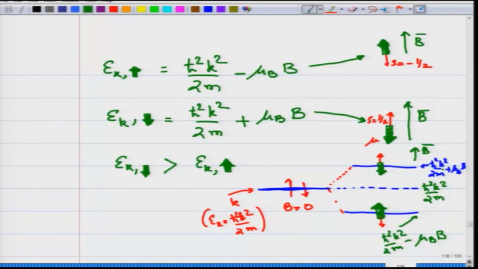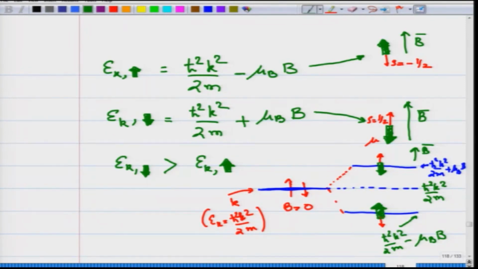So, their energies are split. Now let us look at what happens to the behavior of these electrons in a magnetic field. Certainly you know that when you place the system in a magnetic field, some electrons gain energy, some electrons are going to lose energy.